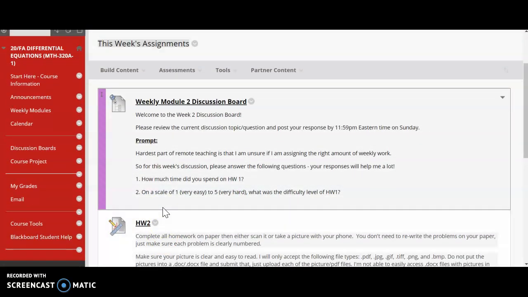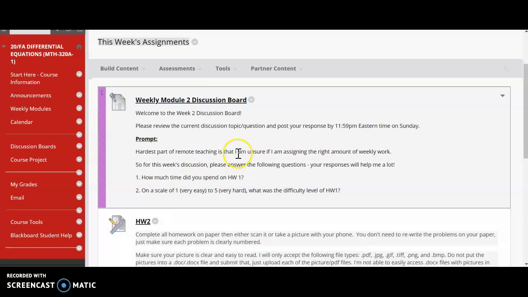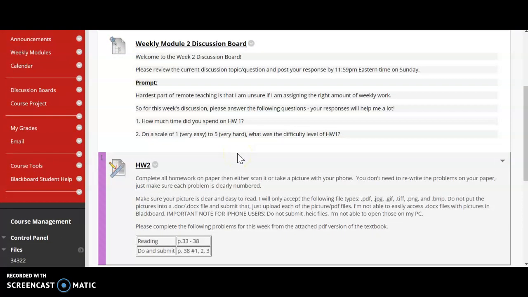And for the week 2 discussion board, please give me answers to these 2 questions. First question is, how much time did you spend on homework 1? And question 2 is, on a scale of 1 being very easy to 5 being very hard, what was the difficulty level of homework 1?